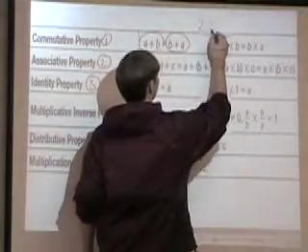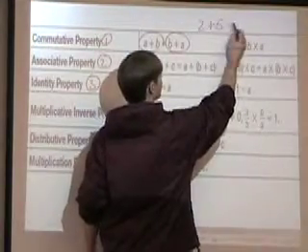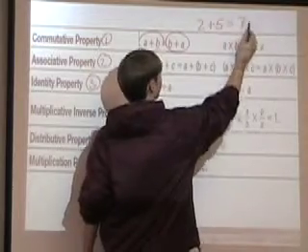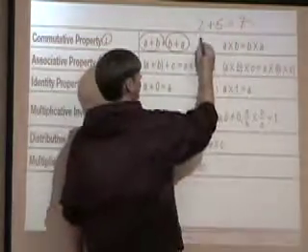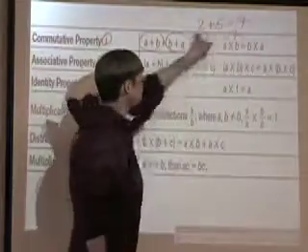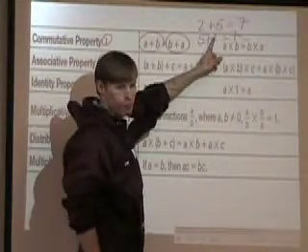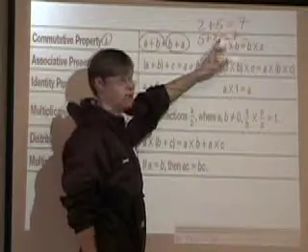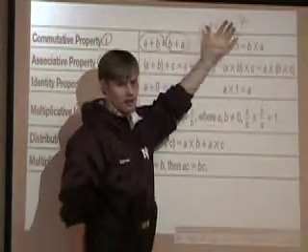And you say, well, what does that mean? If I have 2 plus 5, what does that equal? 7. Now, what does 5 plus 2 equal? 7. So you see that 2 plus 5 is the same thing as 5 plus 2? That's commutative. I just commuted it around.